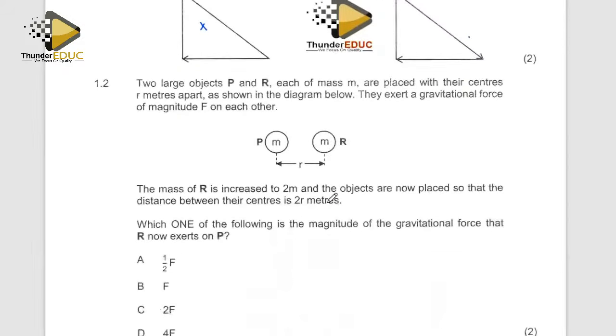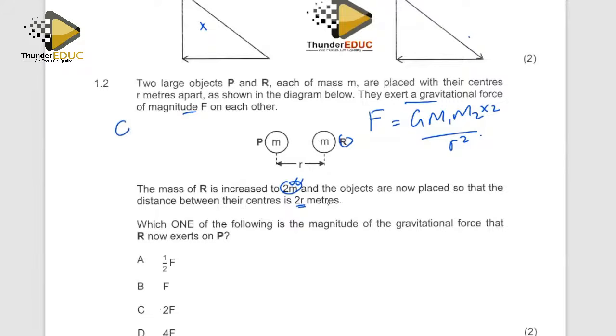1.2, we have 2 large objects P and R, each with mass M, placed with their centers R meters apart. They exert a gravitational force, which is F. So we know that the formula for the gravitational force is G, mass 1, mass 2, over R squared. But then they're telling us that the mass of the second one is increased to 2M, okay? So you're going to have a 2M, which is like a times 2 there. And then the distance is now increased to 2R, okay?